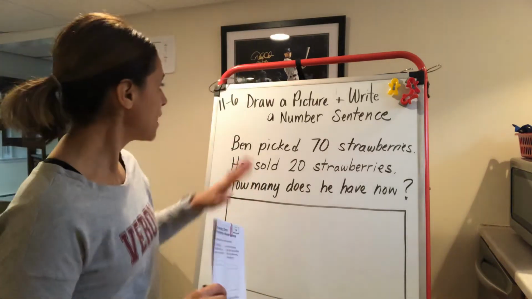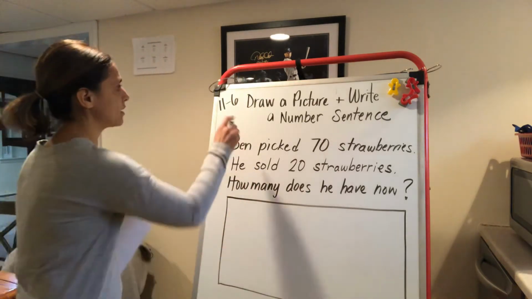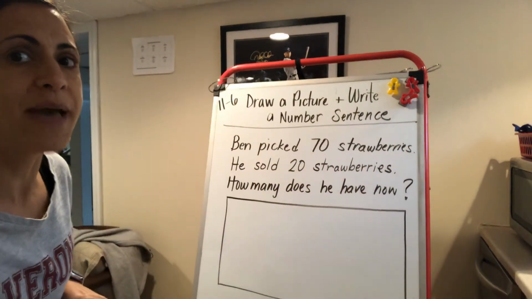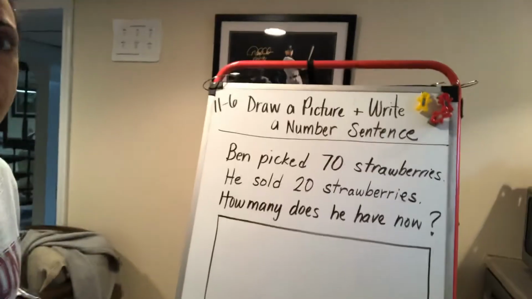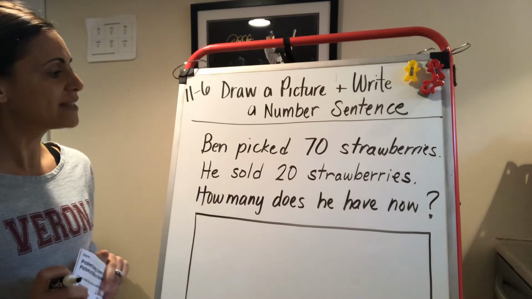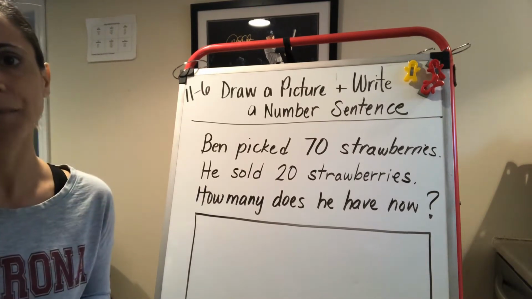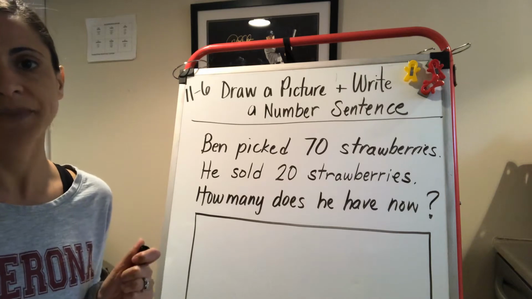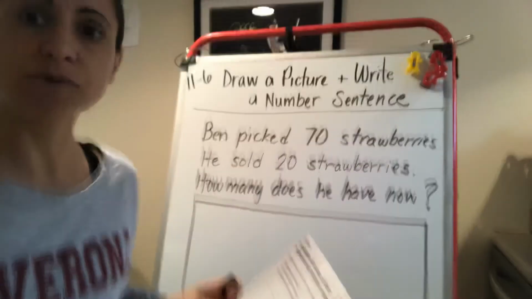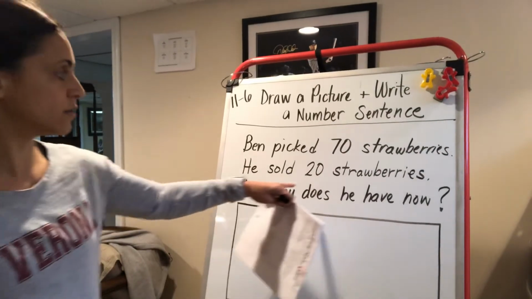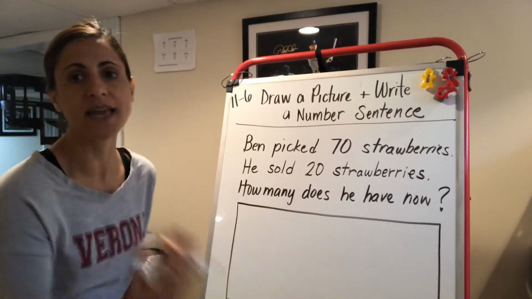Okay, so my first problem on the board, let me just separate it a little bit so we can see. There's a lot of words here. My first problem says, Ben picked 70 strawberries. He sold 20 strawberries. How many does he have now? So he started with 70. He sold 20. I'm thinking that I'm going to have to subtract, okay? Because he's giving 20 away, so you're taking it away.